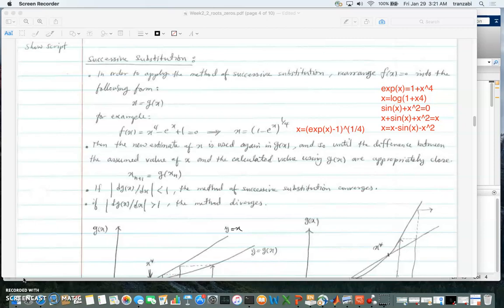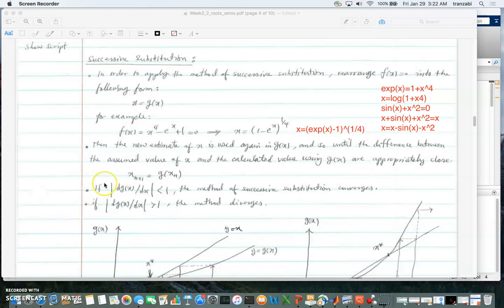In successive substitution, we don't need derivative of the function either. So this is pretty much like secant method, but in secant method, we approximate the derivative. In successive substitution, we don't really deal with the derivative at all.